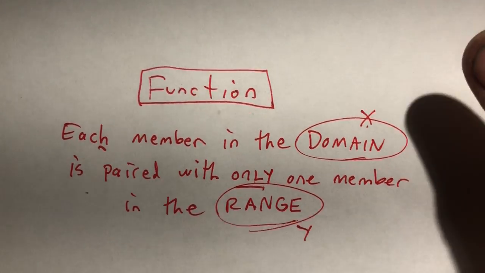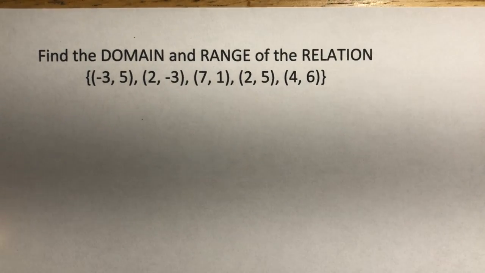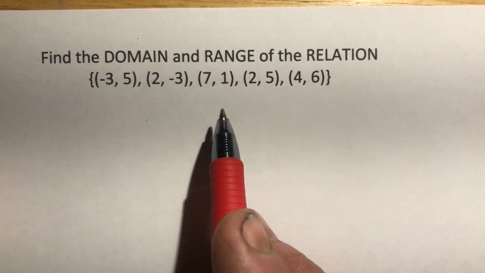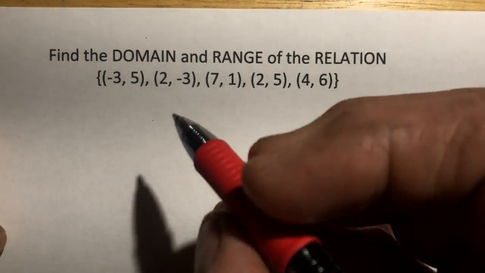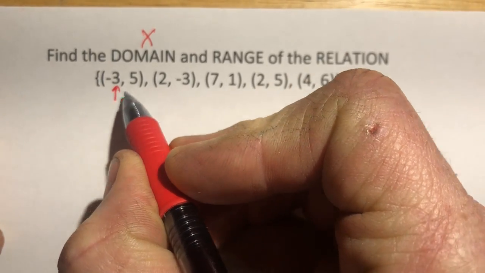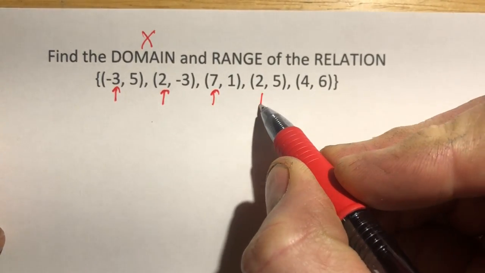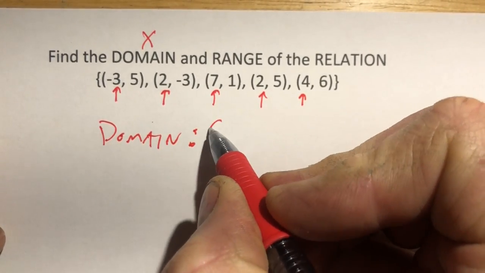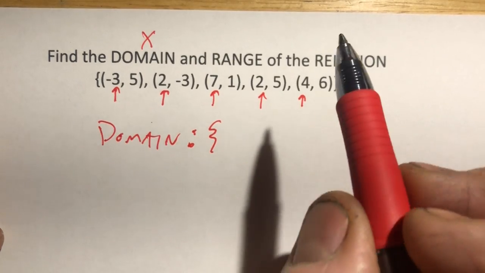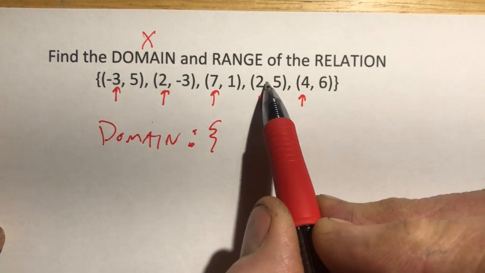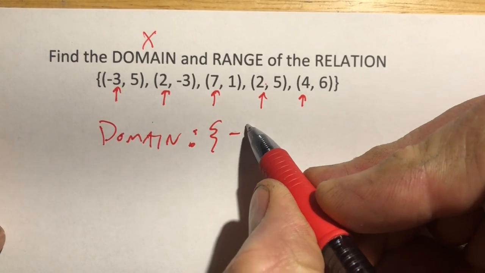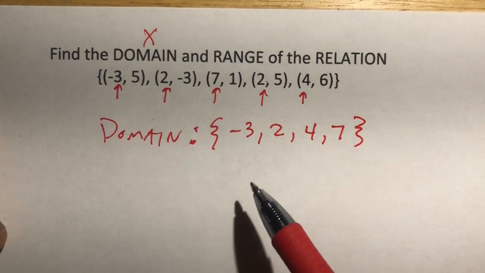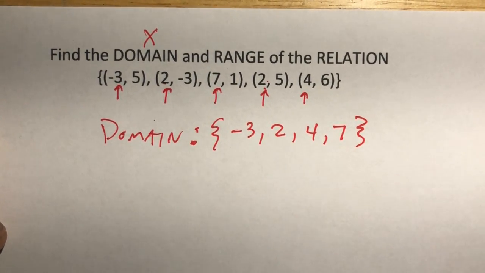Okay, and we're going to look at some of it here in a minute. But first of all, let's look at the domain and range. So here's a relation. What's the domain and the range? Remember, domain is your x's. So here's an x, here's an x, here's one, here's one, here's one. So my domain is this. We've got -3. I usually like to put them in order. I've got 2, 2, 4. So I got -3, 2, 4, and 7. And there's my domain. Notice how 2 was in there twice, but I only write it once.